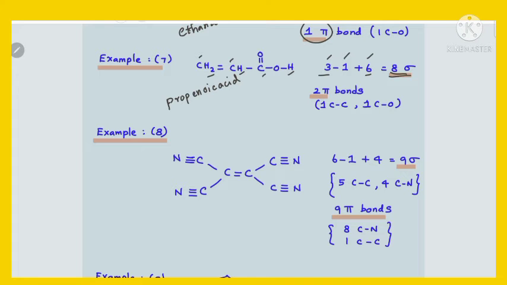Then when you consider the pi bonds, there are two double bonds. One double bond is between carbon and carbon, another double bond is between carbon and oxygen. As we discussed earlier, in the double bond, one is sigma, another one is pi. Similarly, in the C=O bond, one is sigma, another one is pi. So totally there are two pi bonds in the molecule.